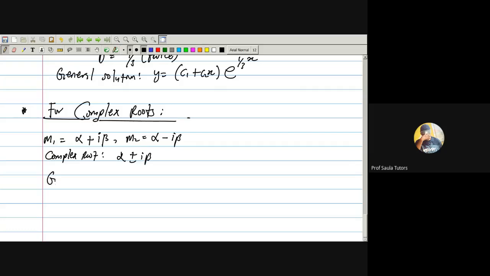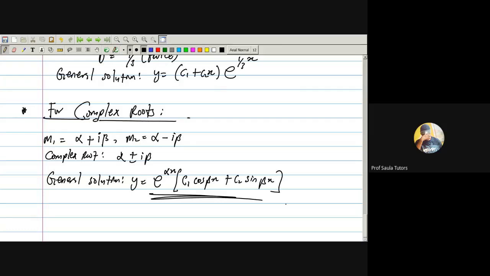Therefore, what will be the general solution? Now pay attention, y equal what will it be? It will become exponential alpha x, open a bracket, c1 cos beta x plus c2 sine beta x. This is how it will look. Jot it down. I'll be using it now.